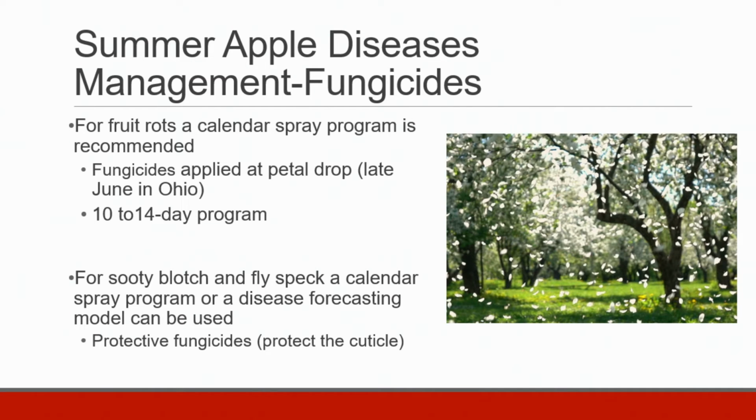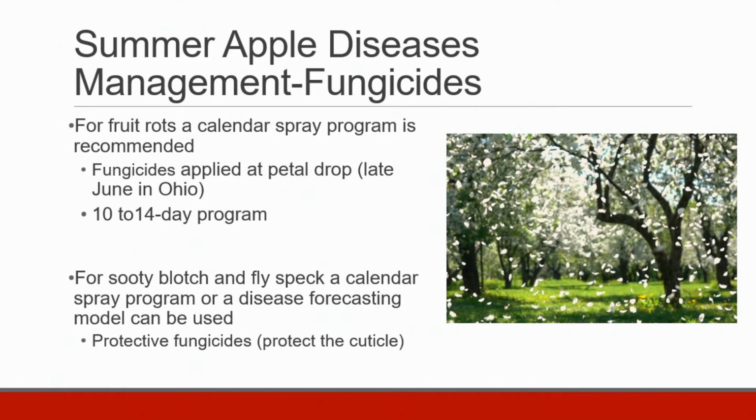For fruit rots, fungicides are applied using a calendar spray program, beginning at petal drop and ending just prior to harvest. If you recall, for apple scab, fungicides are applied on a 7 to 10 day schedule. For fruit rots, the interval is increased to 10 to 14 days.